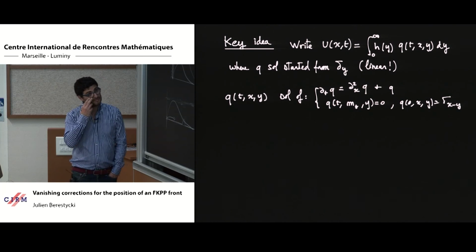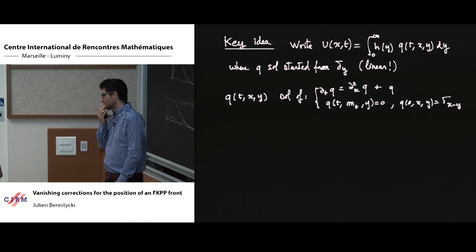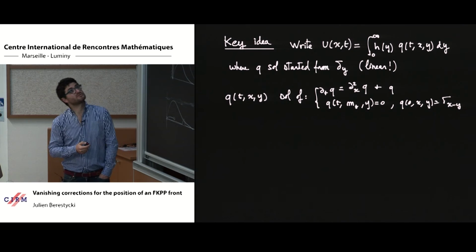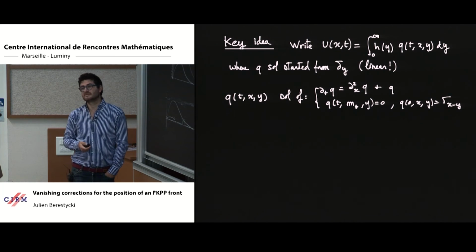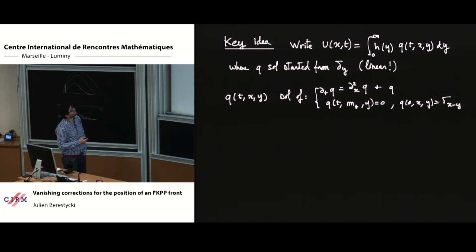Okay, so the key idea is the following. I'm going to use the fact that u is really the solution of a linear equation. What that means is that I can write this solution as the integral of my initial condition against a solution started from just a mass at point y. And then I just sum them up against h, and this gives me my full solution.